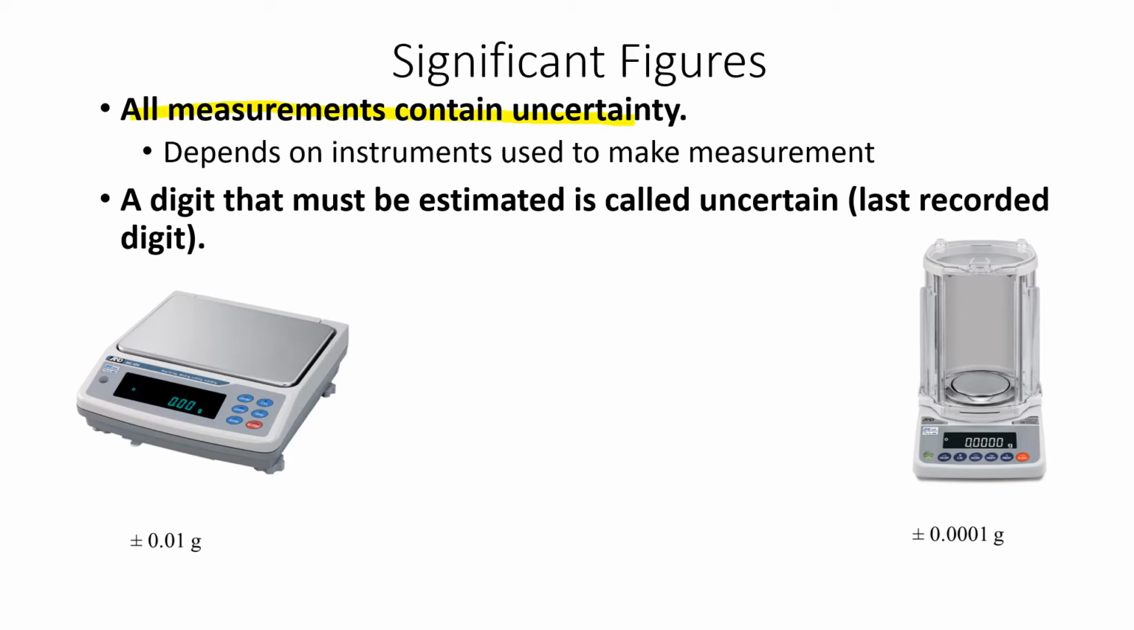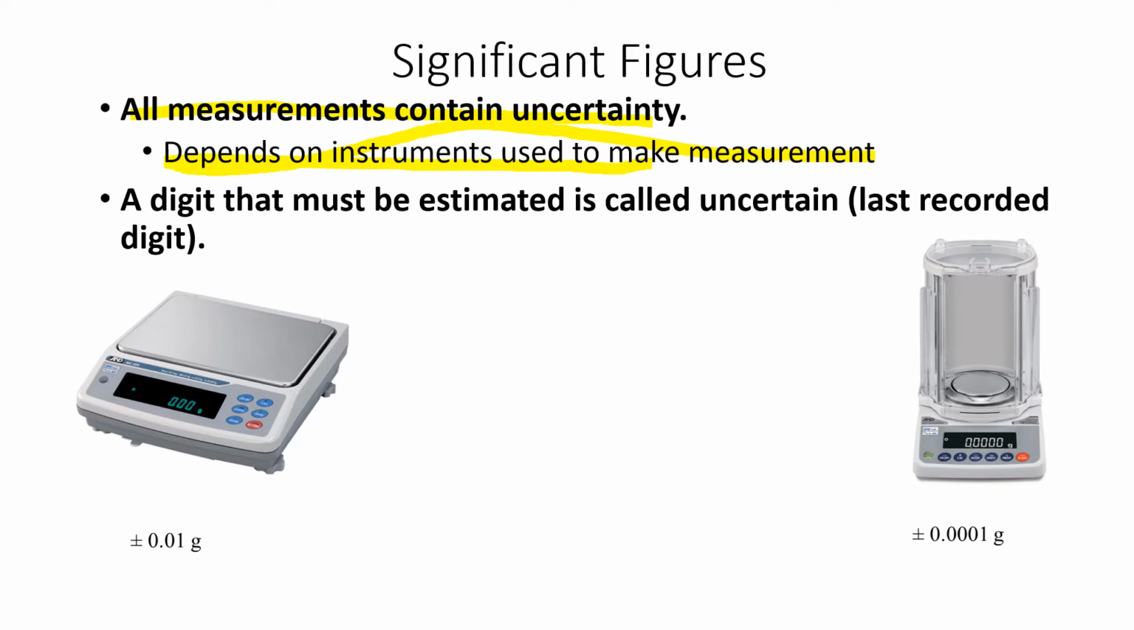It doesn't matter if you're measuring something with a ruler, whether you're measuring something on a simple balance or a complicated balance. Any measurement you take, whether it's done by an instrument or by hand, has some degree of uncertainty in it. And depending upon what instrument or measuring device you use to make that measurement, that's going to affect how uncertain that measurement is, or how much certainty there is versus uncertainty.